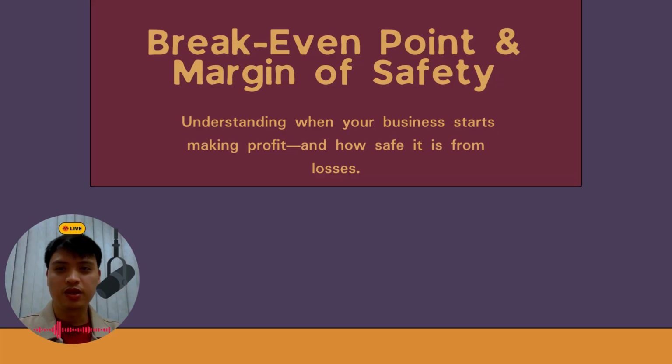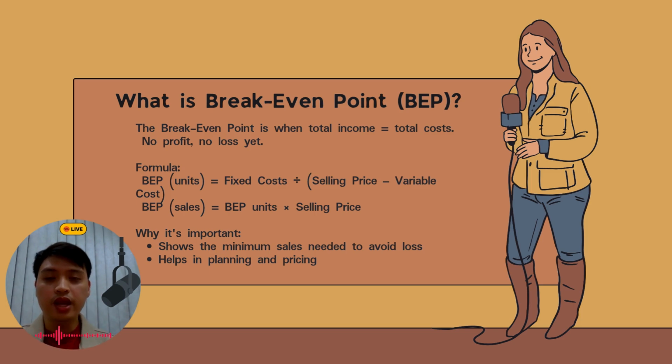Hi, my name is Marlon Lim, and at this point, let us discuss the break-even point and the margin of safety. In other words, this is how you find out when your business actually starts making profit and how far you are from losses. The break-even point or BEP is when your total revenue is equal to your total cost. So this means there is no profit yet and also there are no losses.